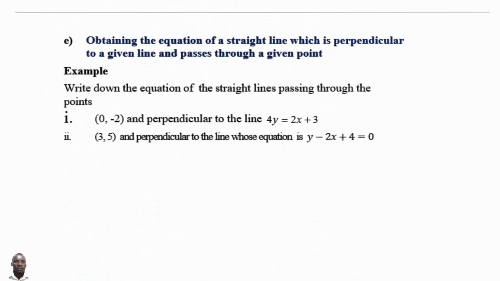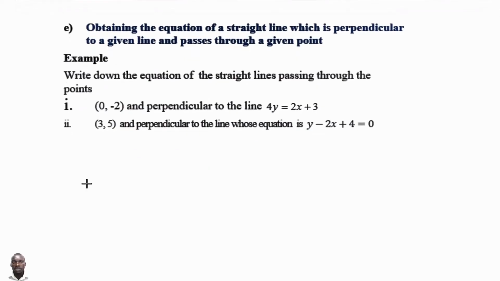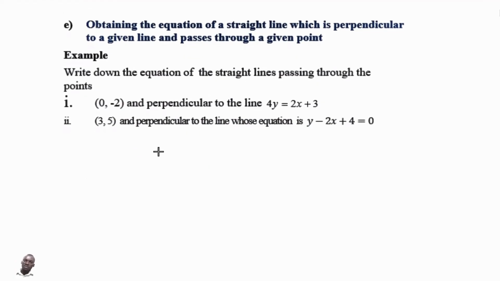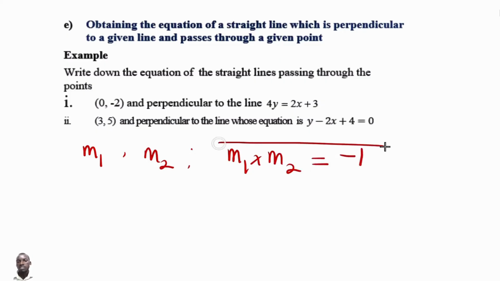Let us have our very last subheading, which is obtaining the equation of a line which is perpendicular to a given line and passes through a given point. So if two lines are perpendicular, what we have to know is, if one line has the gradient m1 and another line has the gradient m2, then the multiplication of their gradients should be equal to -1. So this is what we are going to use for this case.